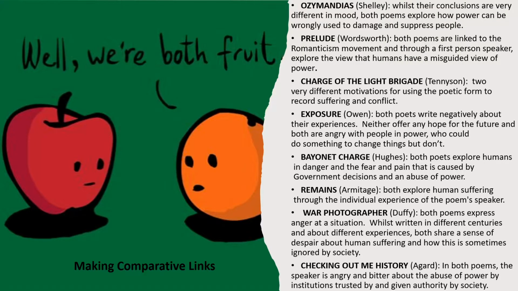And then finally, a really nice comparison is to look at Agard's Checking Out Me History. Again, we've got really angry and bitter speakers in both of our poems here, and they're both exploring this idea of the abuse of power by institutions that have been trusted, have been given authority by society, and yet these two speakers have been absolutely devastated by how they've seen that be abused, misused.